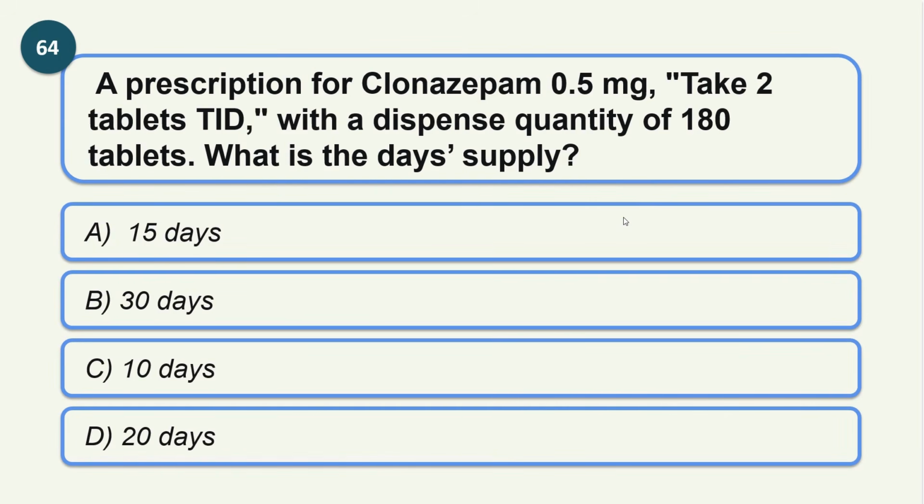Next, a prescription for clonazepam 0.5 milligram, take 2 tablets TID with dispense quantity of 180 tablets. What is the day supply? A, 15 days, B, 30 days, C, 10 days, and D, 20 days. Correct answer is 30 days. Let's solve how to do this.